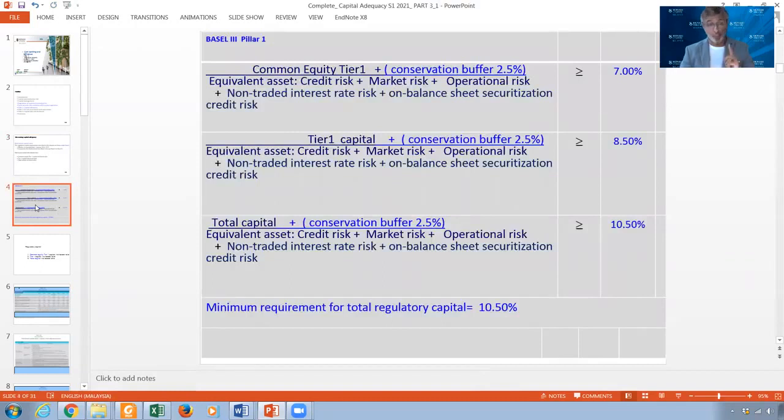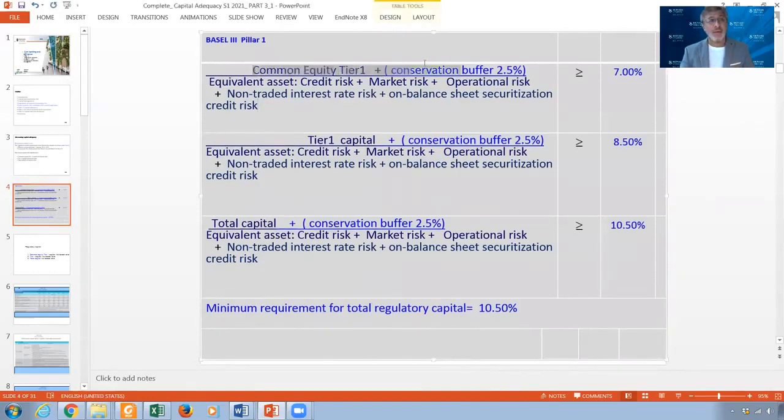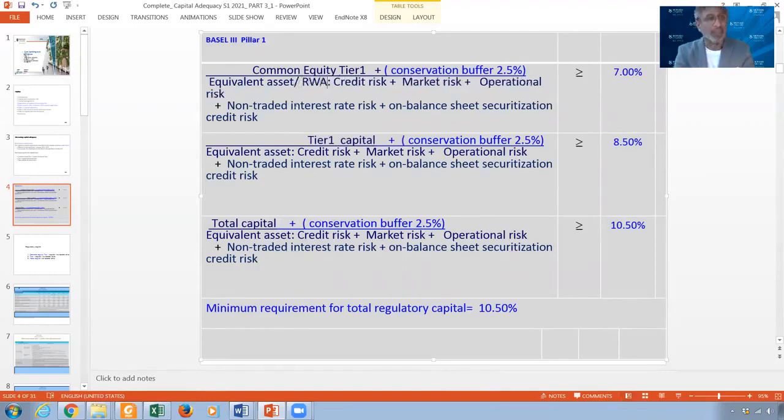Unlike the leverage ratio, which is one ratio, meaning capital over total assets, here we have different things. We have three types of capital. We have common equity tier 1, and then we have tier 1, and the total capital, and Basel tables will tell you what each of these is. And in the denominator, we have the equivalent assets, which means risk-weighted assets.